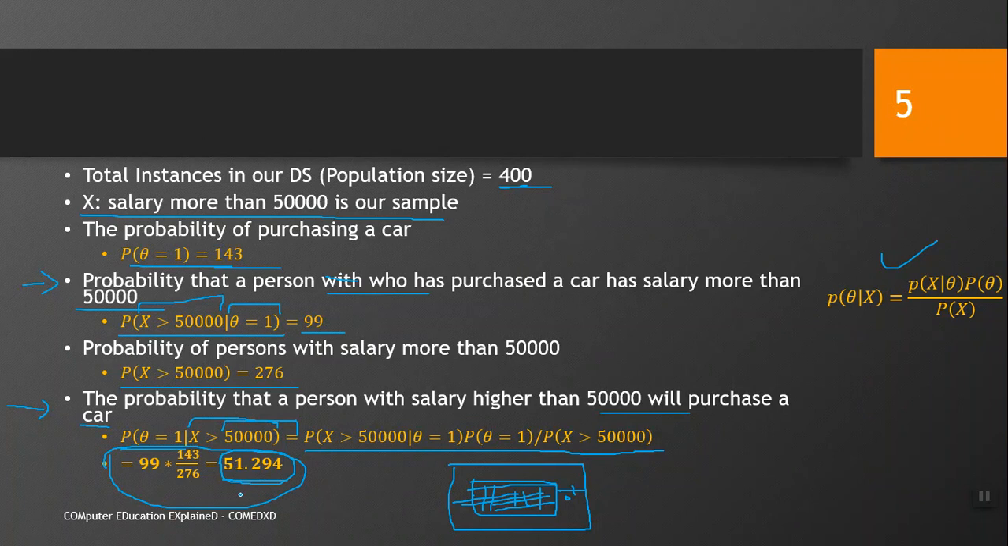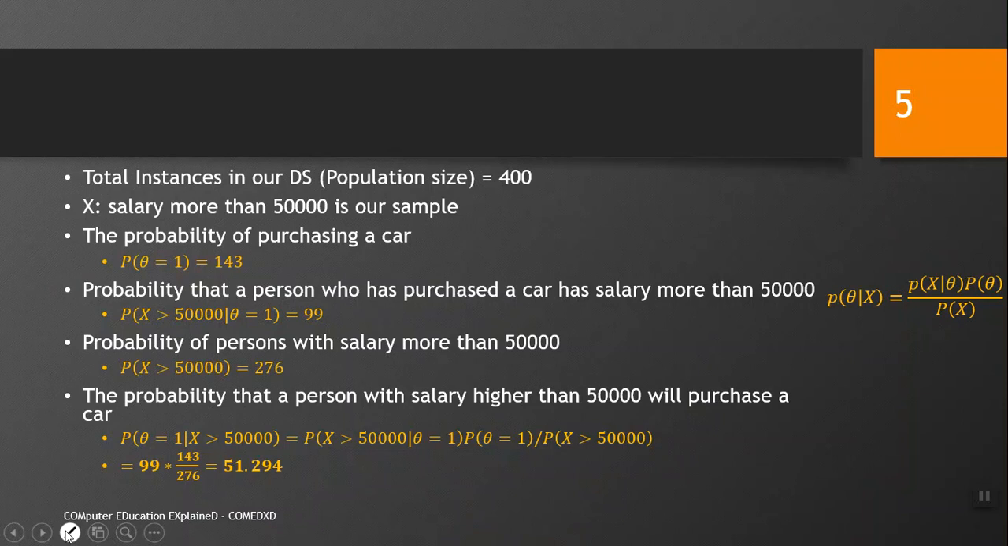If the probability is more than 50%, we would say that any person who comes to the showroom and tells us that his salary is greater than 50,000, there is a more probable chance that he will buy a car.